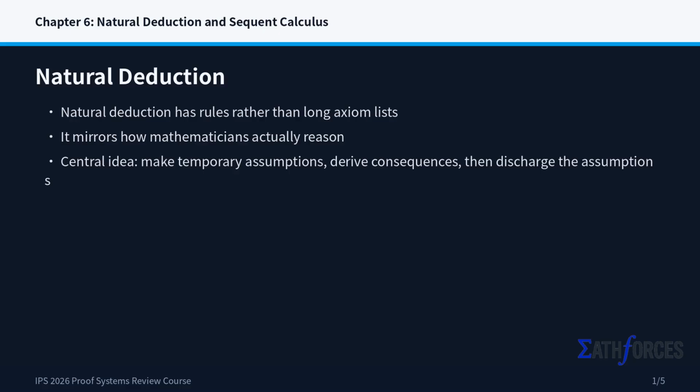Hilbert systems are elegant but hard to use. Natural deduction is closer to ordinary mathematical reasoning. It has rules rather than long lists of axioms. The most important idea is temporary assumption. You may assume something, derive a consequence, and then discharge the assumption to prove an implication or a negation.